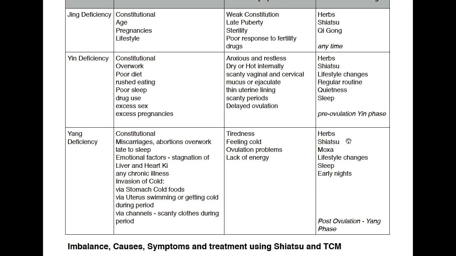Okay, so what are we going to do about it? Well, again, if time is short, then you may want to consider referring your client out to have herbs to supplement the shiatsu. The other most important thing is moxa, so you'll be wanting to use moxa on all the points. Lifestyle changes obviously are important, particularly getting enough sleep. Early nights are the main thing that's needed. Okay, and the best time to treat that yang deficiency is in the post-ovulation phase, which we'll look at in a minute. Okay, so there we have the three main imbalances: yin deficiency and yang deficiencies.